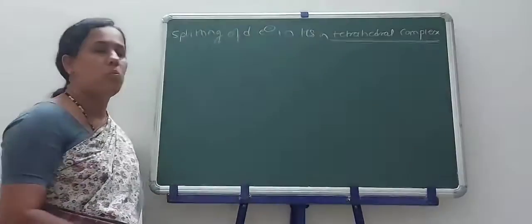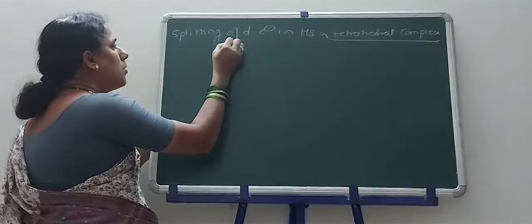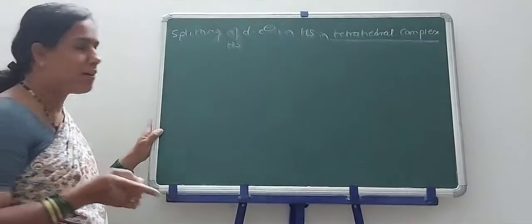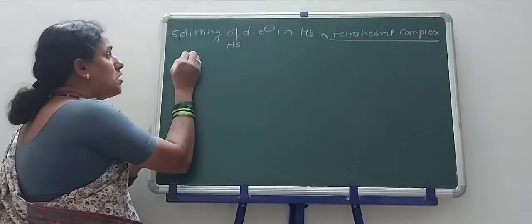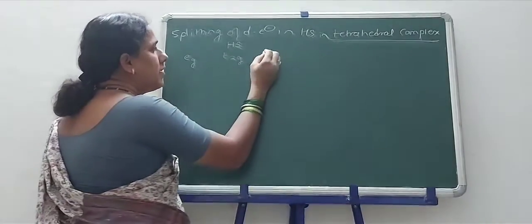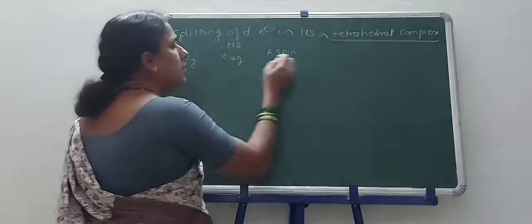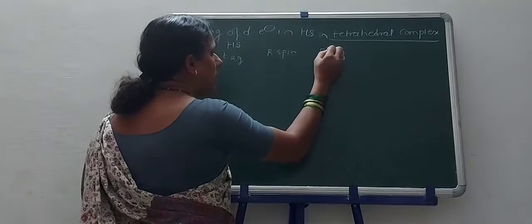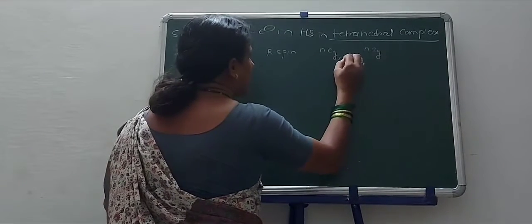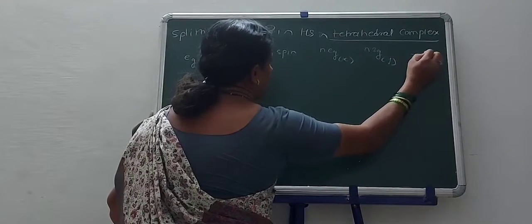Now we will see the splitting of d electrons in tetrahedral complexes, for high spin only. In high spin, which orbital is taken first? That is the Eg orbitals, then T2g, then the resultant spin and the number of unpaired electrons, n of Eg plus n of T2g, that is equal to x plus y.